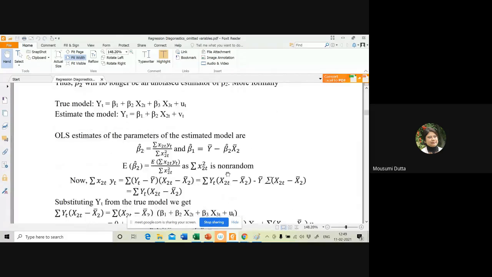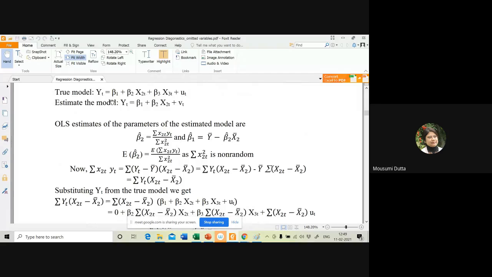More formally, if I calculate everything, these are the two models. Beta 2 hat, if I consider this simple model, will be summation xi yi divided by summation xi square formula. And beta 1 hat will be y bar minus beta 2 hat x2 bar. Now, if you calculate expectation of beta 2 hat, you have to calculate expectation of summation x2t yt, 1 by summation x2t square. You can keep that outside the expectation as x is non-random.